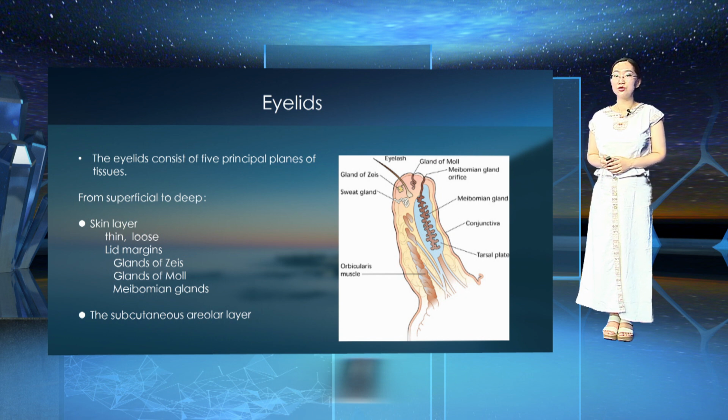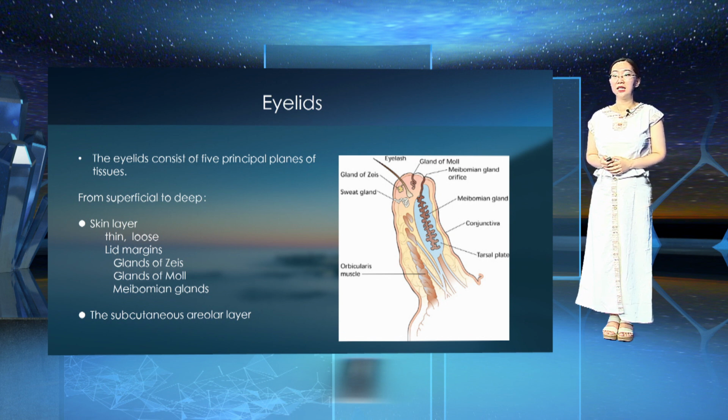From superficial to deep, they are the skin layer, the subcutaneous areolar layer, the muscular layer, the tarsoligamentous layer, and the palpebral conjunctiva. The skin of the eyelid is thin and loose. The free margin of the eyelid is the lid margin. There are several glands, including glands of Zeis, glands of Moll, and meibomian glands.